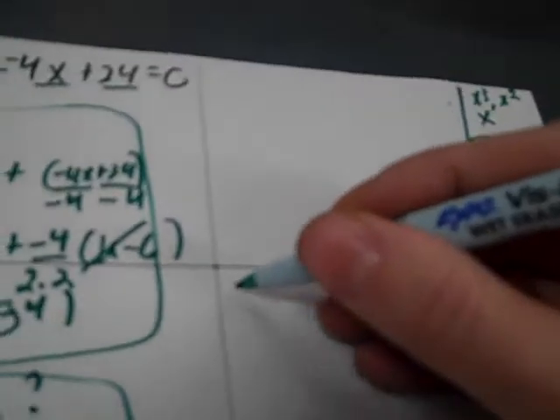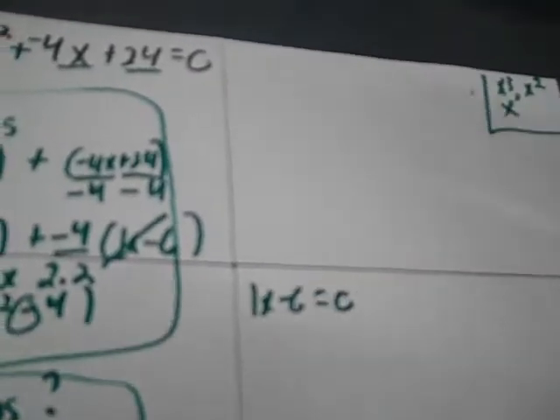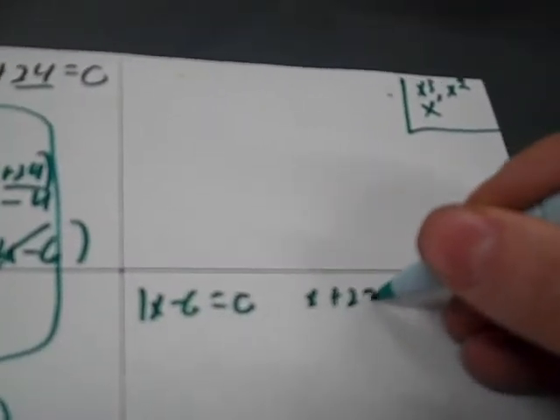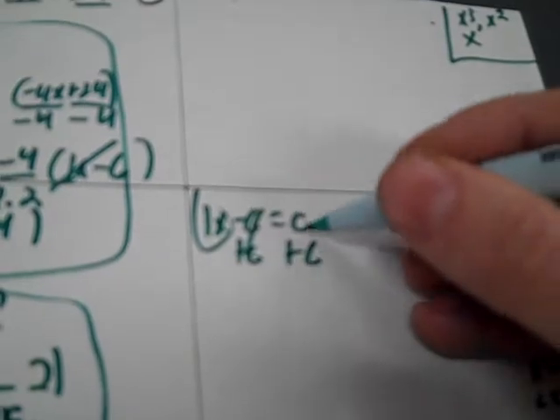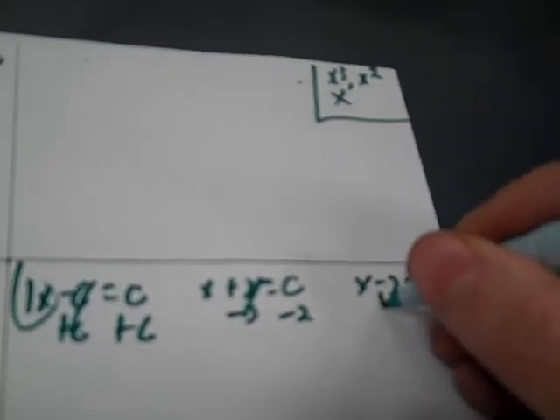Okay, so F1, 1x minus 6 is 0. X plus 2 is 0, and x minus 2 is 0. So I add 6 to both sides. 0 plus 6 is 6. Minus 2, you get negative 2, and then the other one's going to be 2.